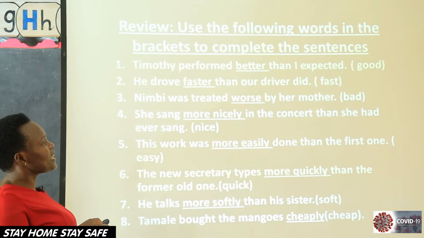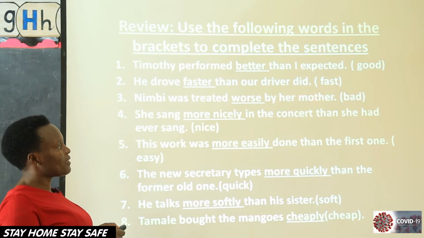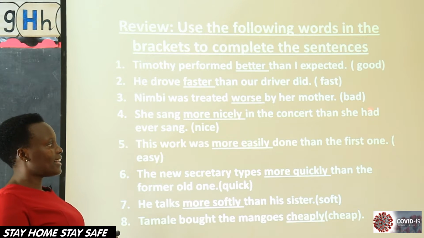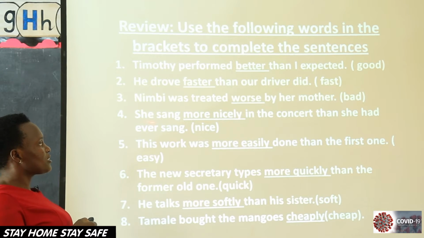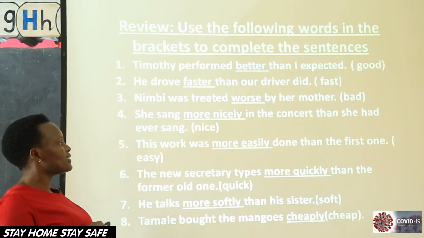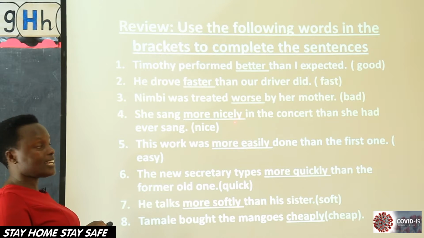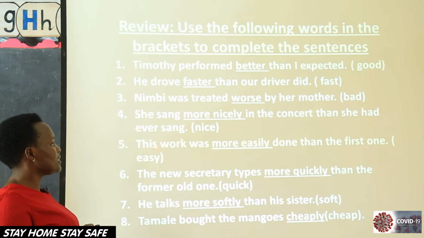Nimbi was treated worse by her mother. She sang more nicely in the concert than she had ever sung. The word is nice. We form the adverb nicely. Then from nicely, we get more nicely.